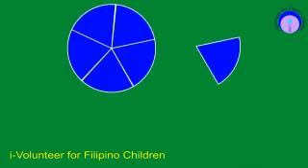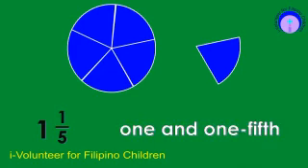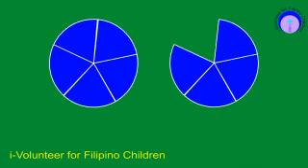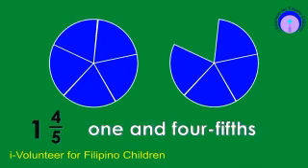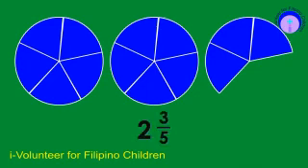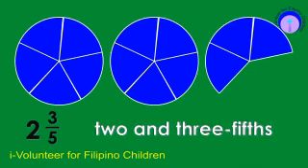In this figure, the whole circle is divided into 5 parts. In numerals, it is written as 1 1/5. And in words, it is written as 1 1/5. Another one is divided into 5 equal parts. It can be interpreted as 1 4/5. This is how it is written in words. How about this one? This can be interpreted as 2 3/5. And this is how it is written in words.